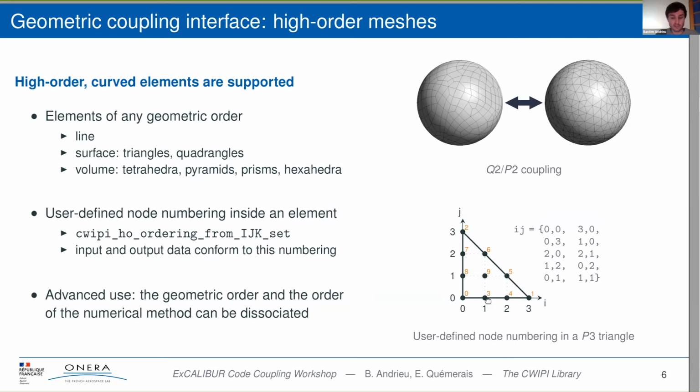a way of specifying how the nodes are numbered for each type of element. And as shown here, this is done by providing an array of coordinates for each node, and those coordinates are given in the parametric space of the element. That's a more advanced use, but the user can also choose to use different orders for the geometry and the numerical method.